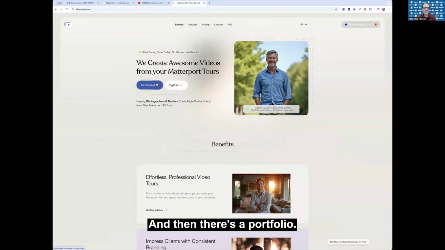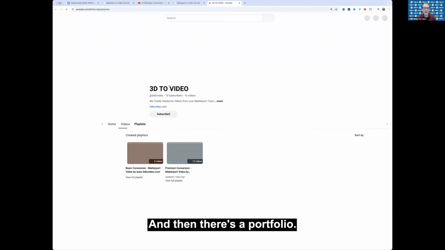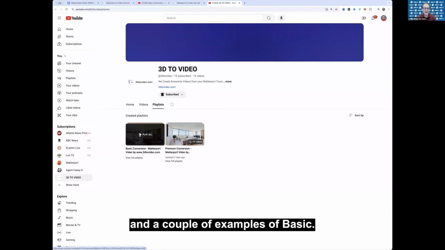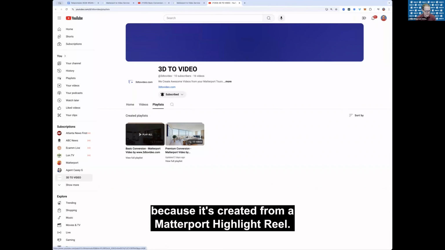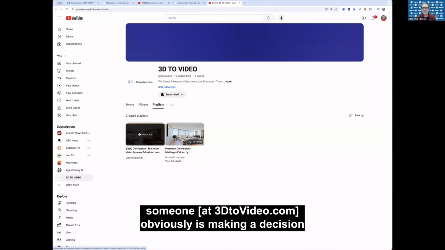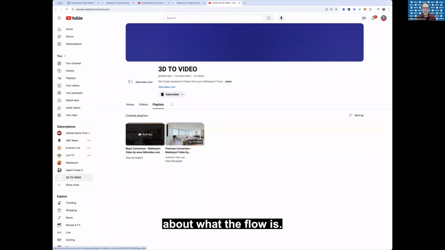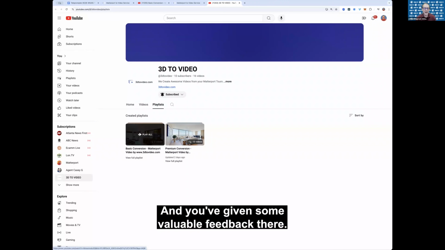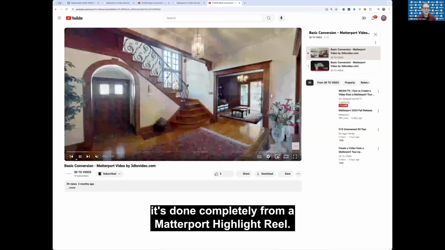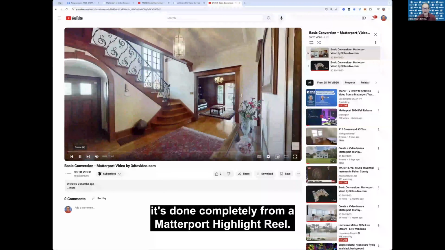And then there's a portfolio, and the portfolio includes more examples of premium and a couple of examples of basic. And I wanted to show basic because it's created from a Matterport highlight reel. So in your case, when you showed us the premium examples, someone obviously is making a decision about what the flow is, and you've given, I think, some valuable feedback there. Yeah. On the basic version, it's done completely from a Matterport highlight reel.